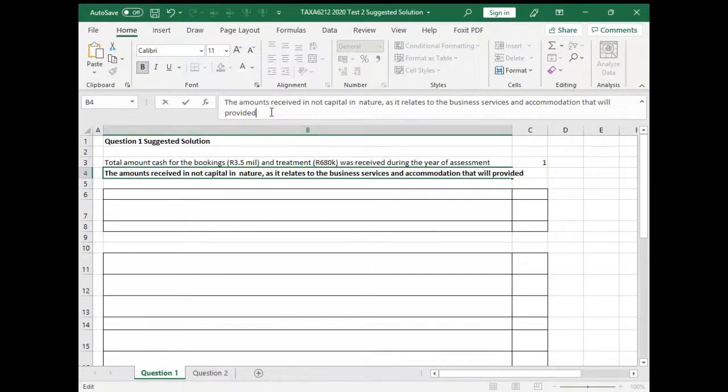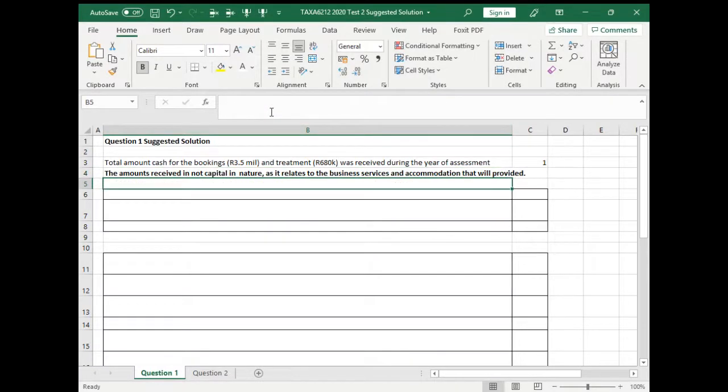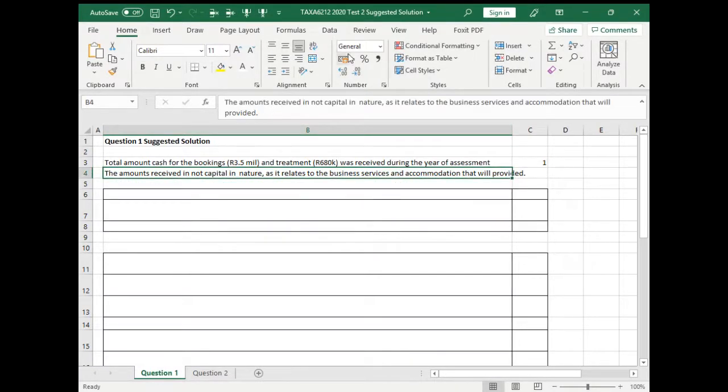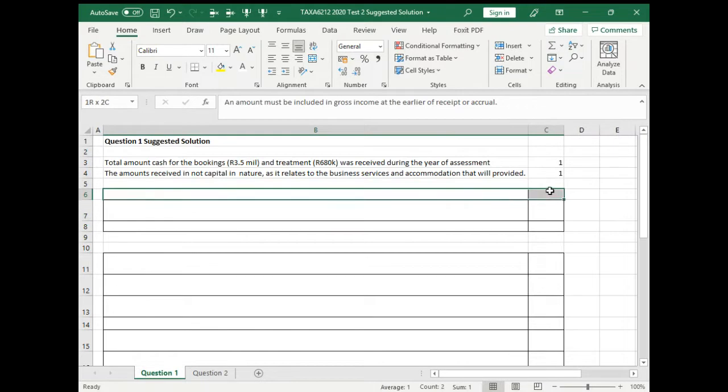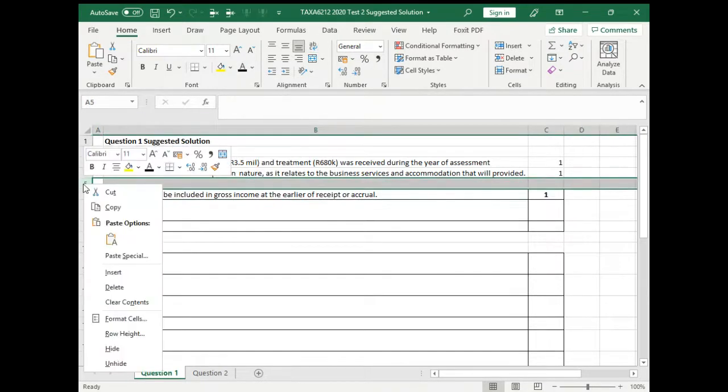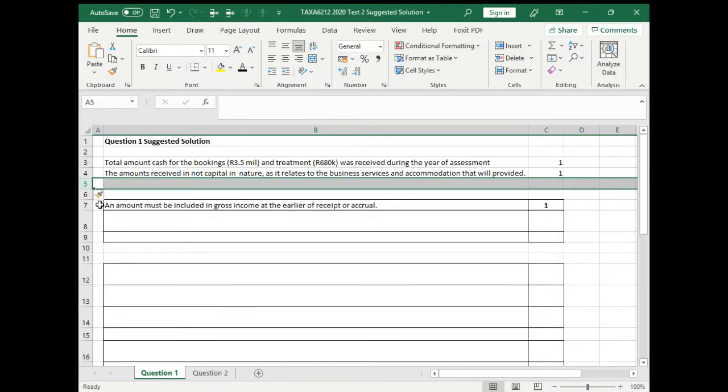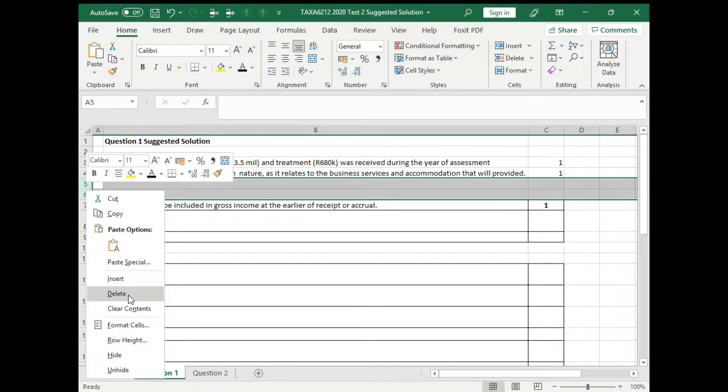Okay, so we are specifying the fact that it's actually revenue in nature, because of the type of item that we are receiving. Then you would also note, what I've said is that the amount is included in your gross income at the earlier of the date of receipt or accrual.